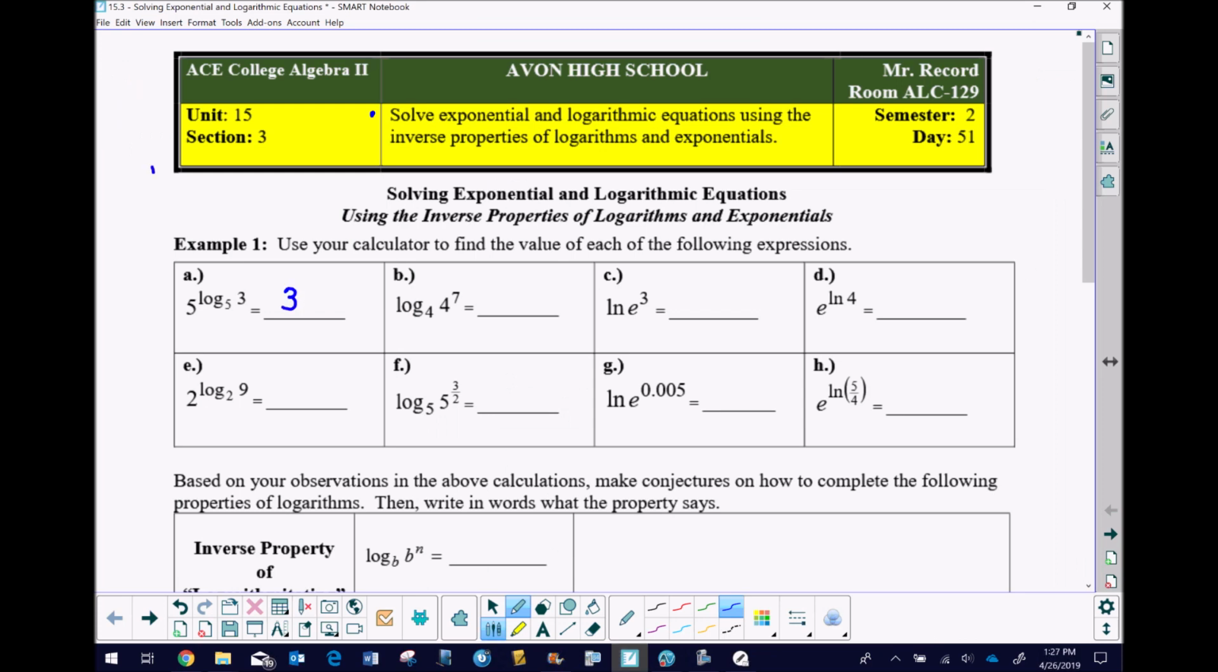This answer is 3. What do you think the answer to the next one is? It is 9. 2 raised to the log base 2.